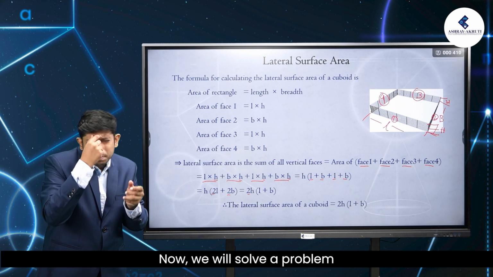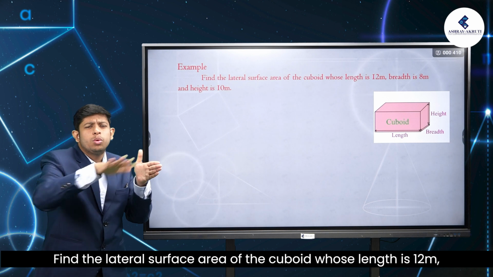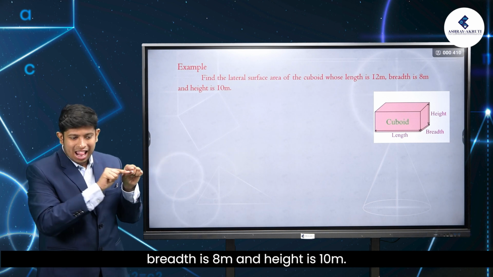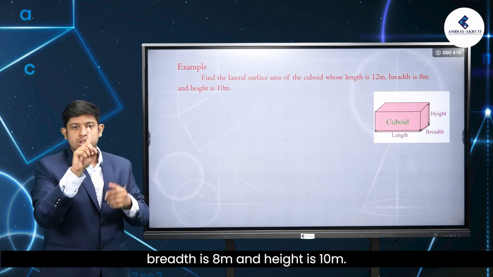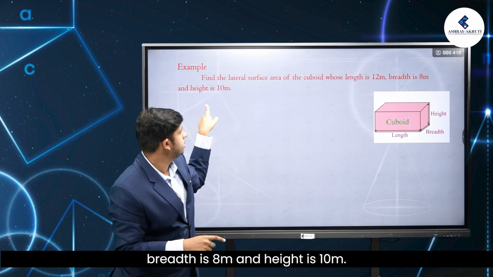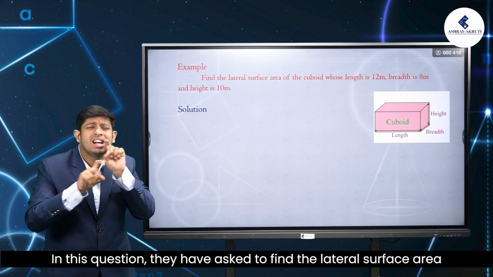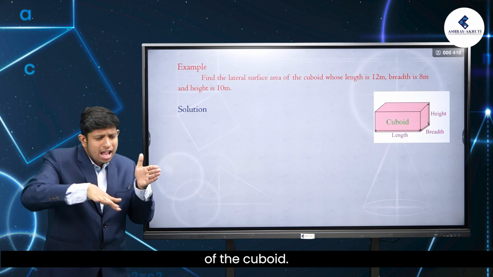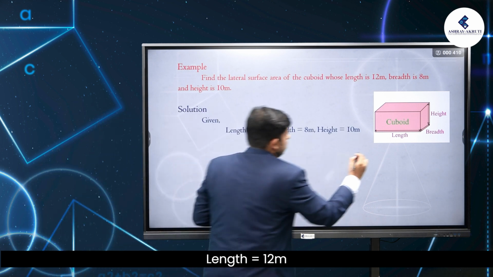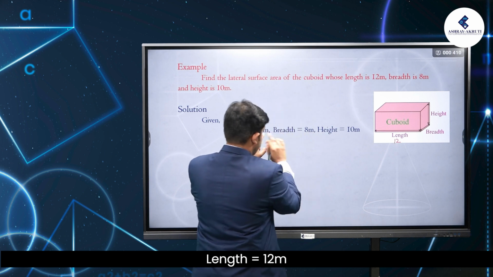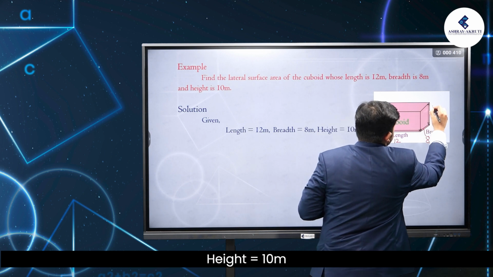Now we will solve a problem. Find the lateral surface area of the cuboid whose length is 12 meters, breadth is 8 meters and height is 10 meters. Solution. In this question, they have asked to find the lateral surface area of the cuboid. Given length is equal to 12 meters, breadth is equal to 8 meters, height is equal to 10 meters.